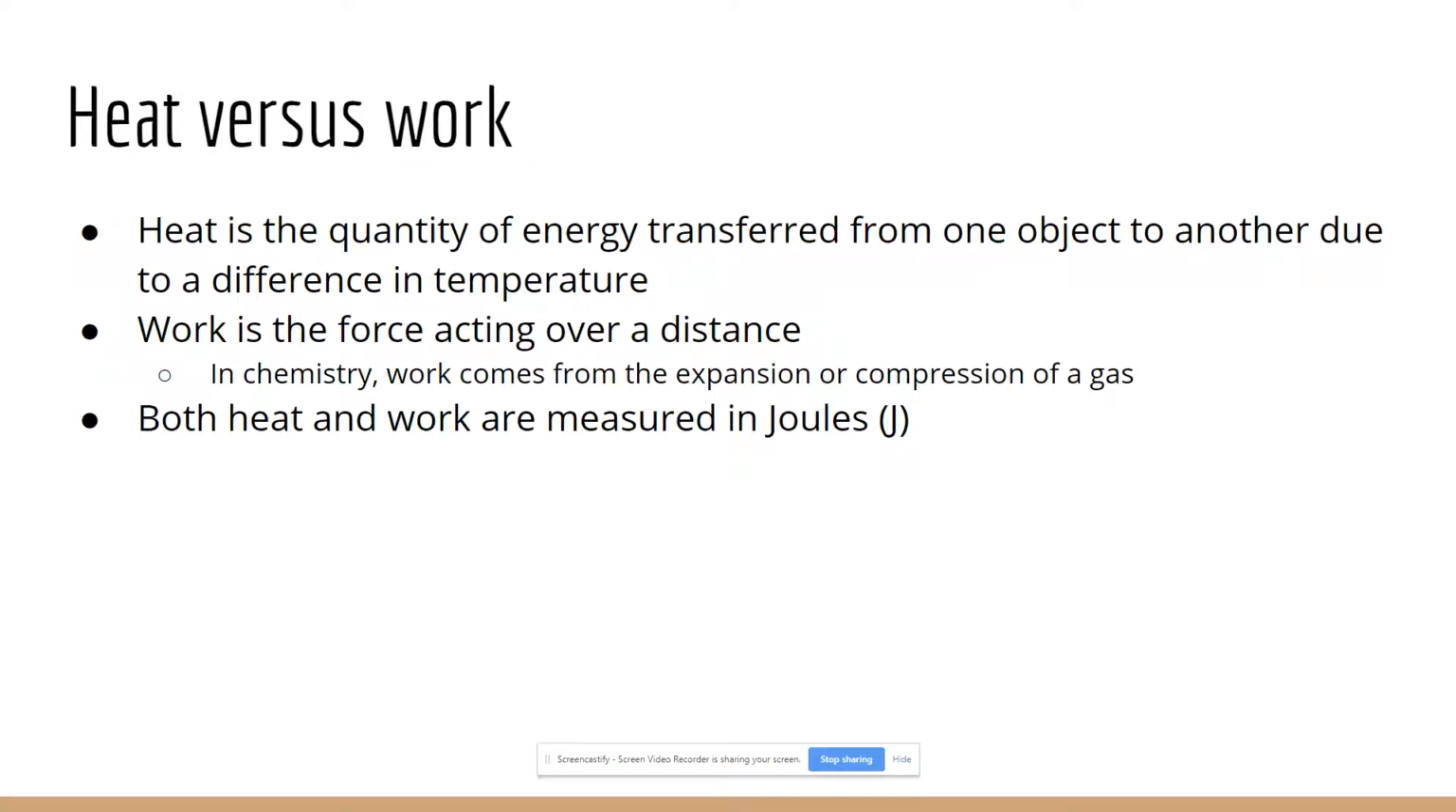And then work, which is another way that we could transfer energy, is force acting over a distance. If you were to take a physics class, you would see a lot of examples with it. But in chemistry, it's going to come from the expansion or compression of a gas. Both of these are going to be measured in joules. We could abbreviate that to J. Sometimes you'll see it as kilojoules as well.